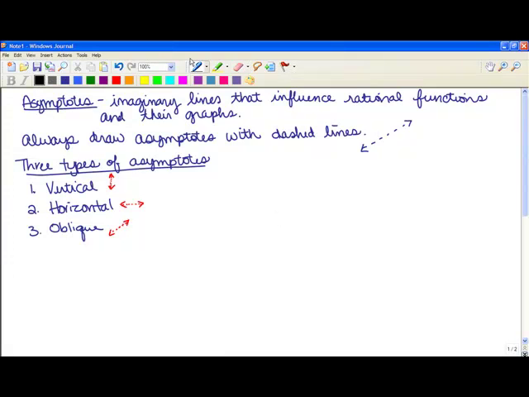Asymptotes are imaginary lines that influence rational functions and their graphs. We always draw asymptotes with dashed lines. There are three different types of asymptotes.